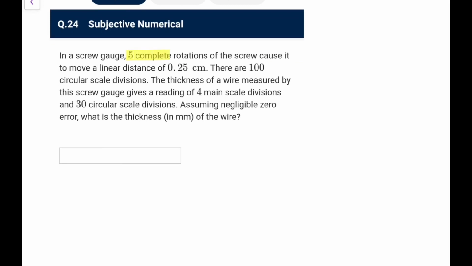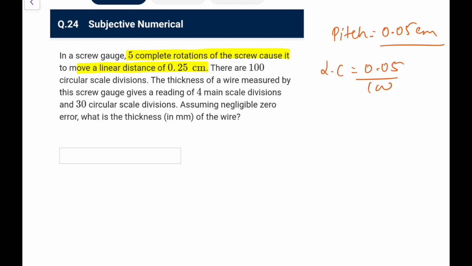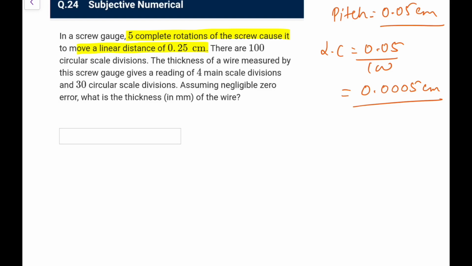In a screw gauge, 5 complete rotations cause it to move a distance of 0.25. That means the pitch, the distance moved in one rotation, would be 0.05. There are 100 circular scale divisions, so least count would be pitch upon number of divisions on circular scale, 0.05 upon 100, so 0.0005 centimeters. The thickness of the wire measured by the screw gauge gives a reading of 4 main scale divisions, that is 4 times pitch, that would be 0.20 centimeters, plus 30 times 0.0005.